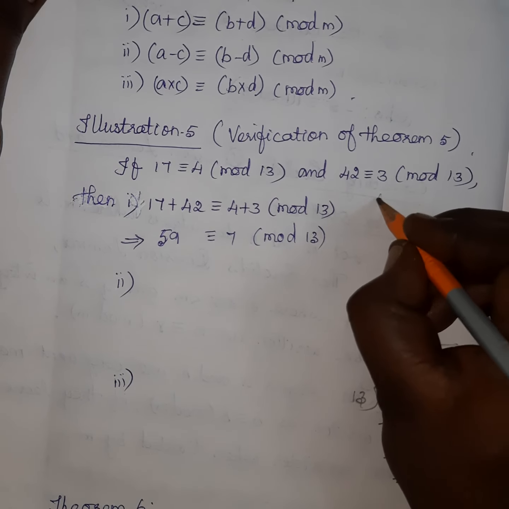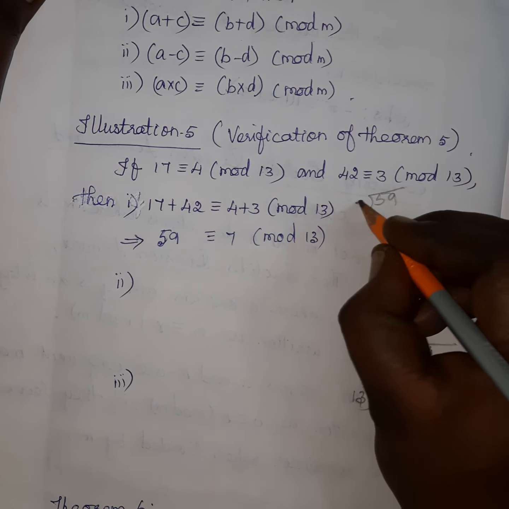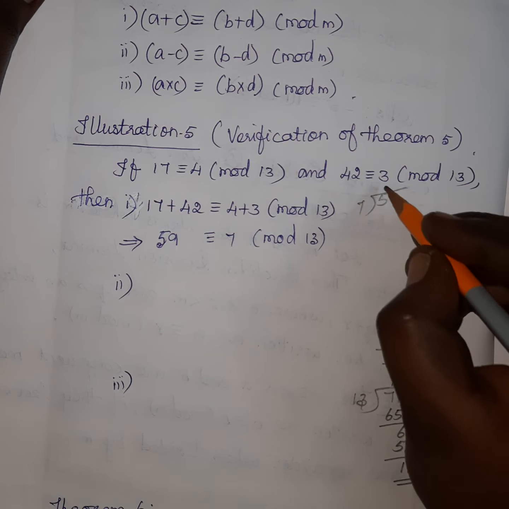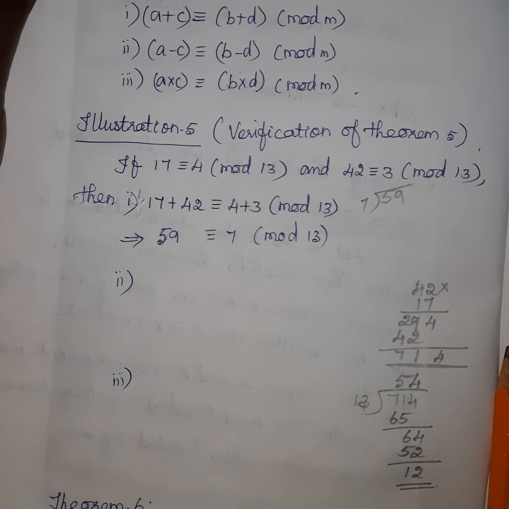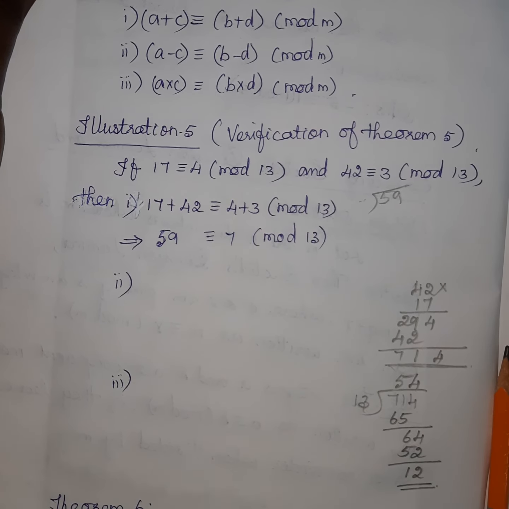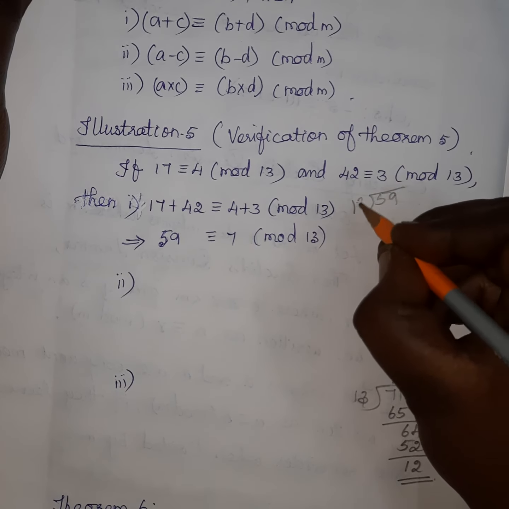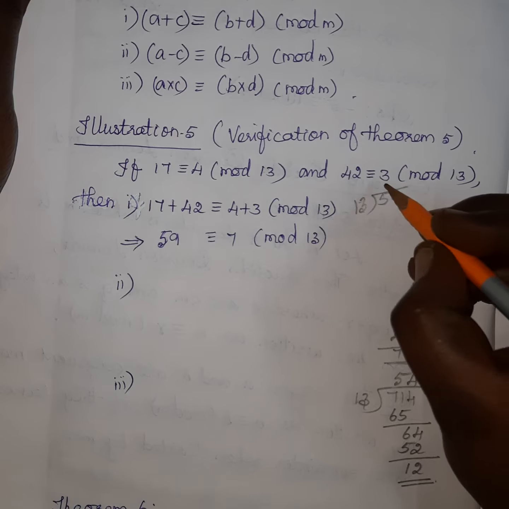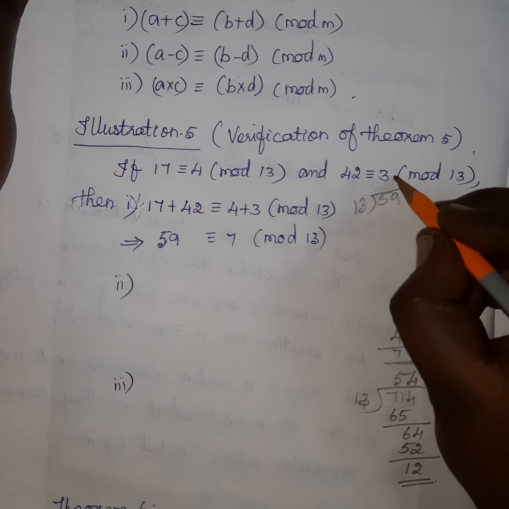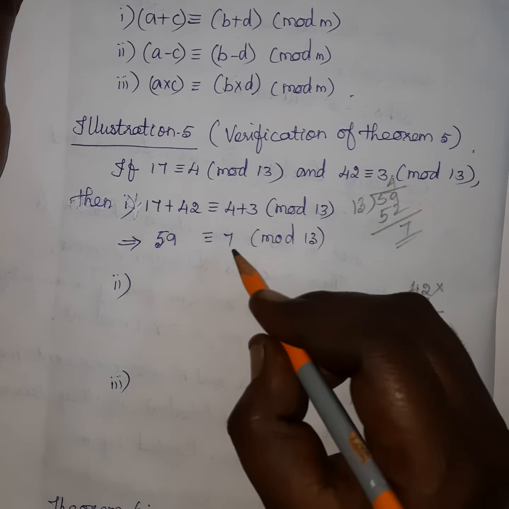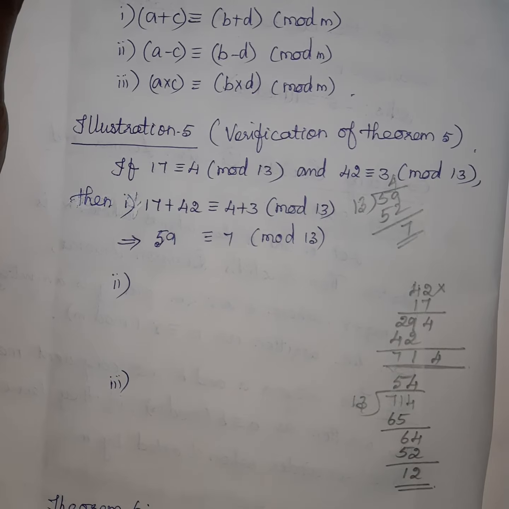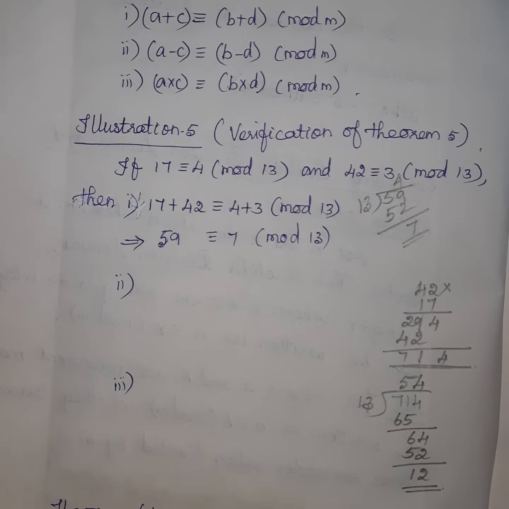You can check it by dividing 59 by 13. Here the modulus value is 13, so using 13 we can divide. 5 times 13 is 65... 4 13s are 52. So remainder 7. It is correct. Okay. Then we can check for the subtraction.